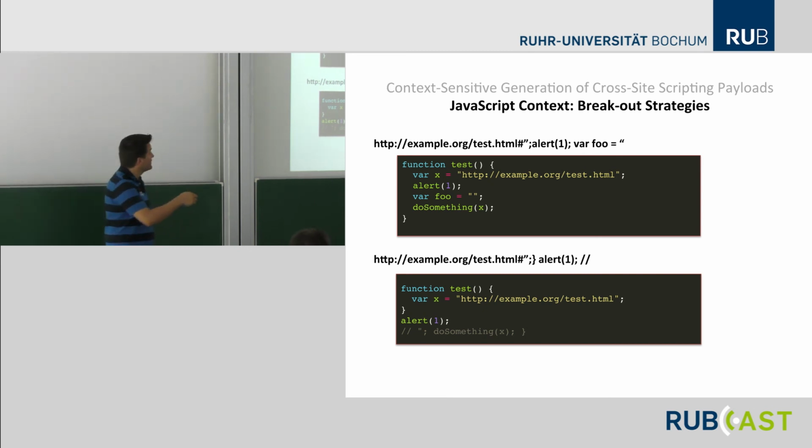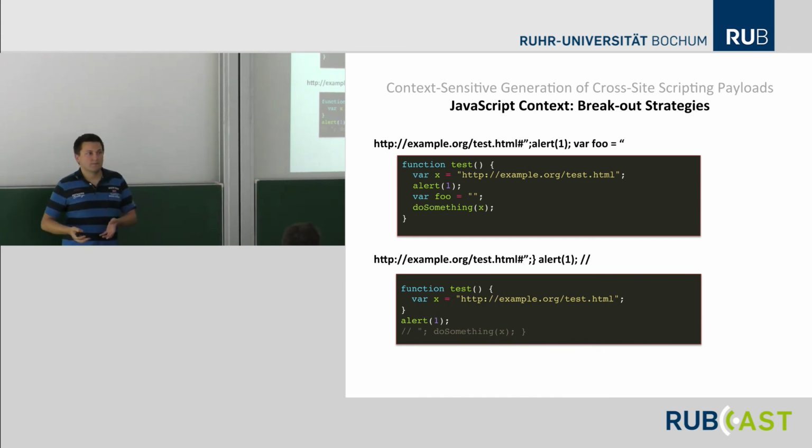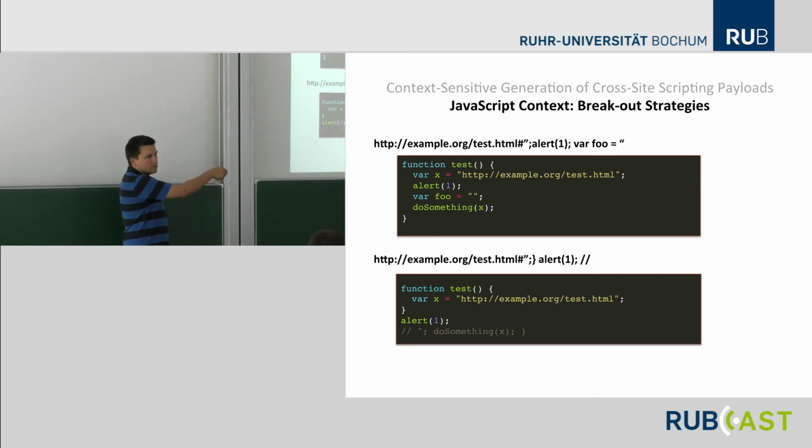So the first way is we are inside a variable declaration. So we could just break out of the variable declaration. We could end the variable declaration with a semicolon, and then we could just insert our payload because we are in a JavaScript context where we can execute arbitrary functions. And then we need some code that makes the rest of the function syntactically correct. If not, we will break the parsing and this will never execute.